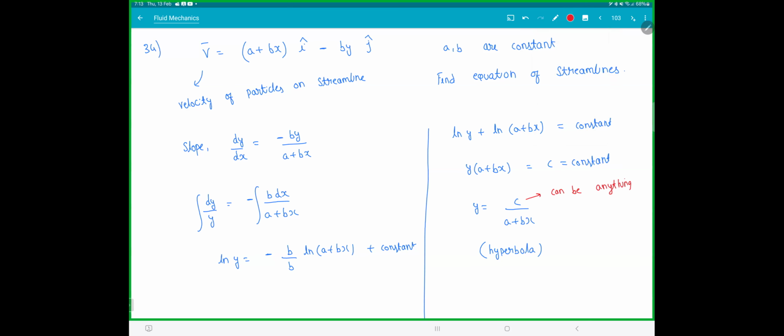Now, let's try to plot this. How does this function look? Remember, all these are indefinite integrations. There are no limits.